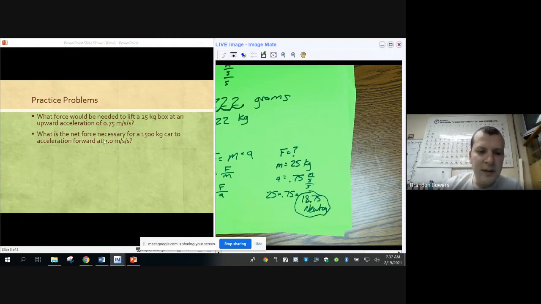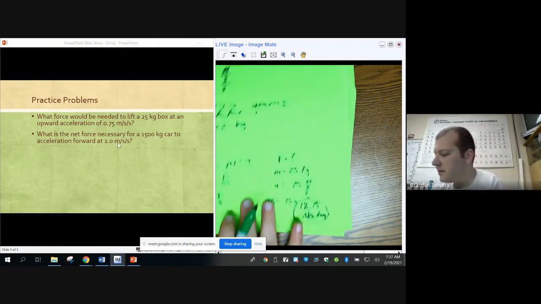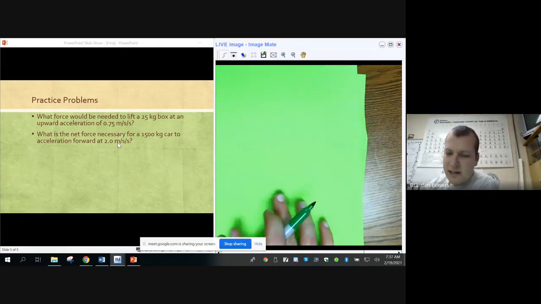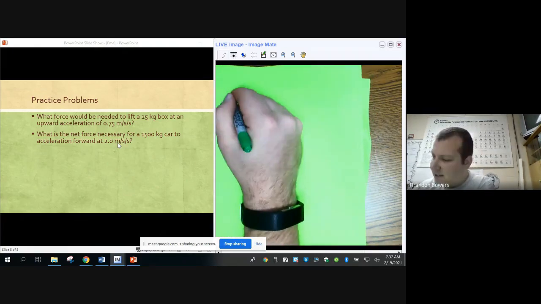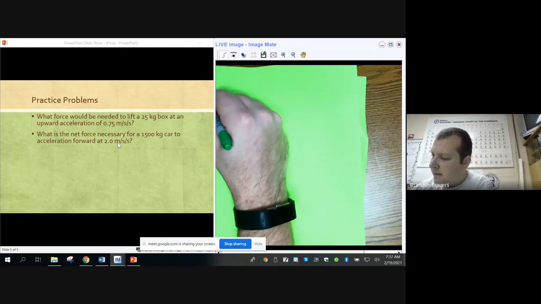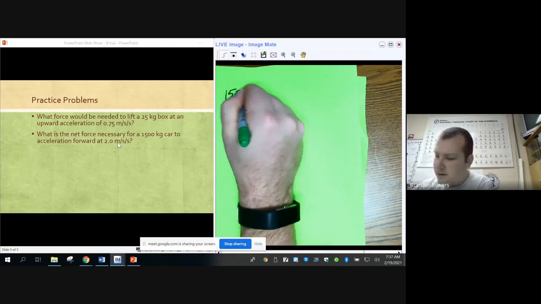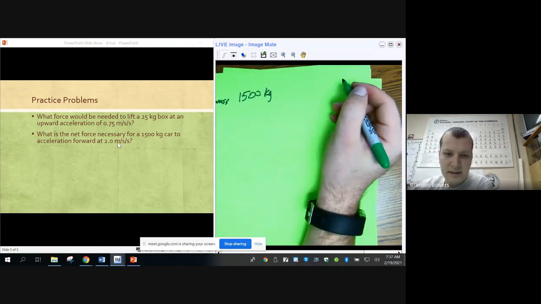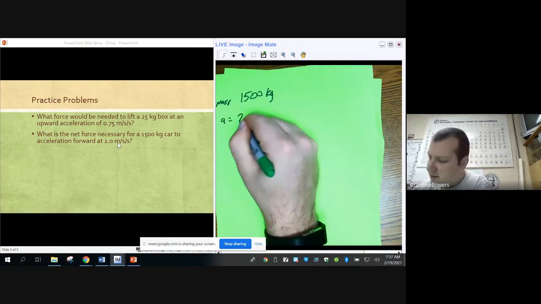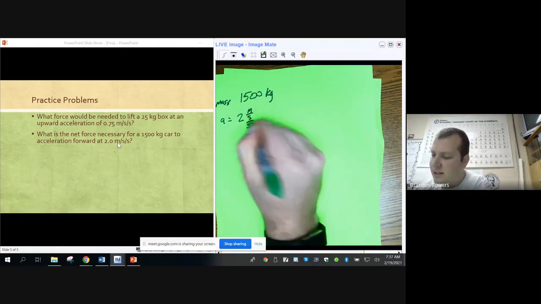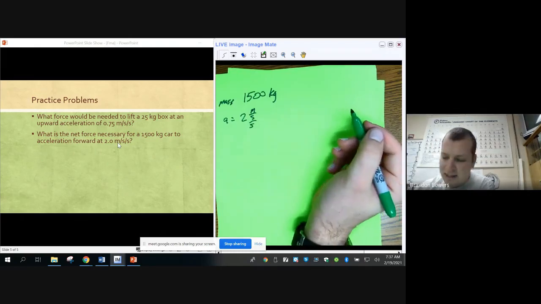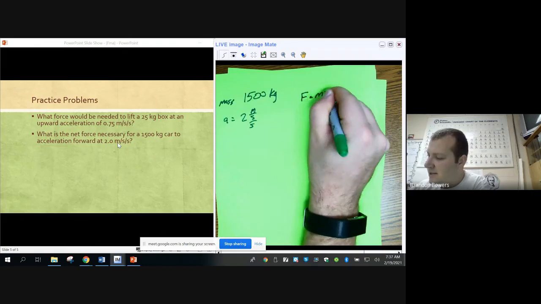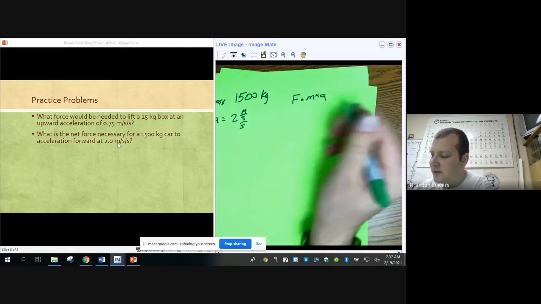Another example. Let's write this out. What is the net force necessary? I have my mass, 1,500 kilograms. Is that unit right? Yes. Acceleration, 2 meters per second per second. Is that unit right? Yes. Once again, force is equal to mass times acceleration, so just multiply those two. The answer would be 3,000 newtons.